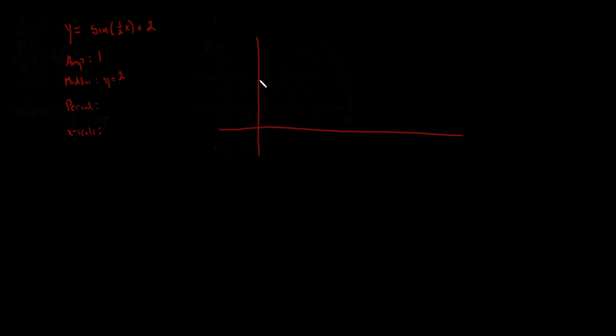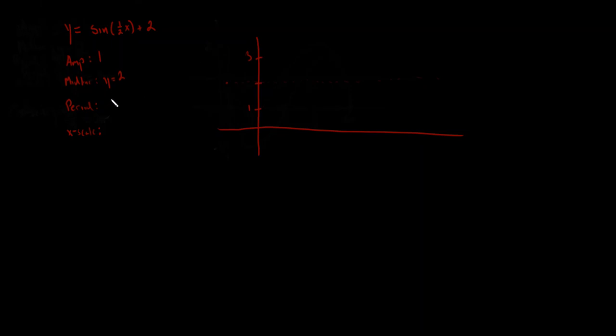So I know the midline is up at 2, right? Up at 2. I'm going to go ahead and just draw a dotted line so I know where I'm returning to. And the amplitude is 1, which means I got to go up 1 and down 1 from this midline. So I'm going to go up to 3 and down to 1.